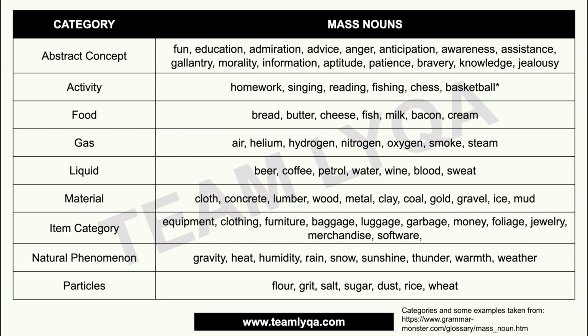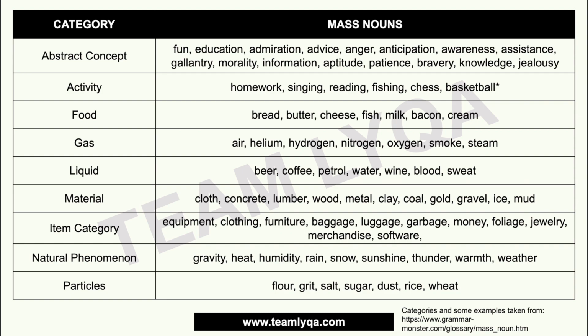Okay, merchandise din. Walang merchandises, ha? Jewelries, no? Yung jewelry kasi contestable yan. Pero ang jewelry talaga, traditionally, is a mass noun. Okay, yung iba lang nakasanayan na sabihin yung jewelries. Ayan. Do you wear any jewelry? Diba? Software din. Category din yan.